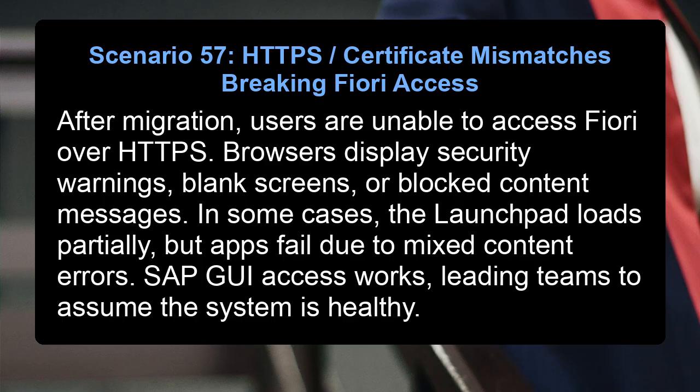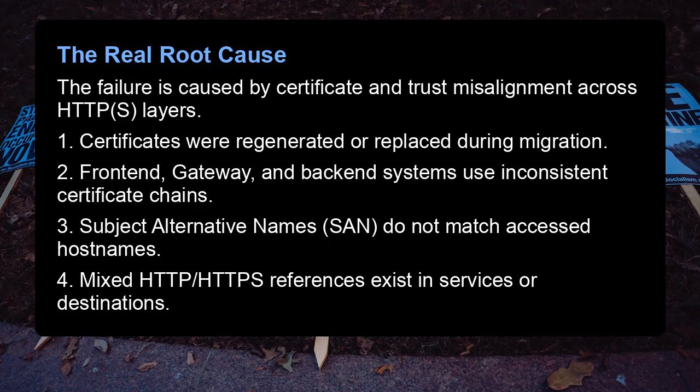Scenario 57. HTTPS/certificate mismatches breaking Fiori access. After migration, users are unable to access Fiori over HTTPS. Browsers display security warnings, blank screens, or blocked content messages. In some cases, the launchpad loads partially, but apps fail due to mixed content errors. SAP GUI access works, leading teams to assume the system is healthy. The real root cause: the failure is caused by certificate and trust misalignment across HTTPS layers.